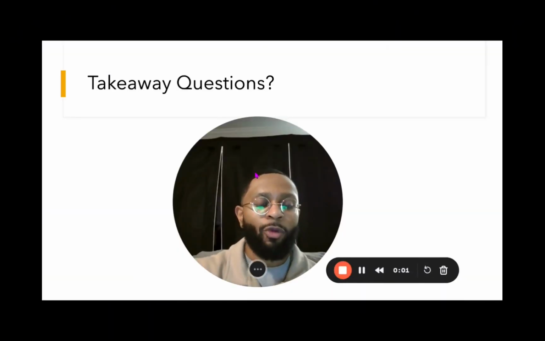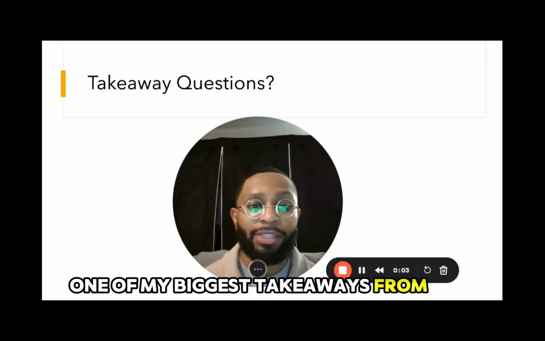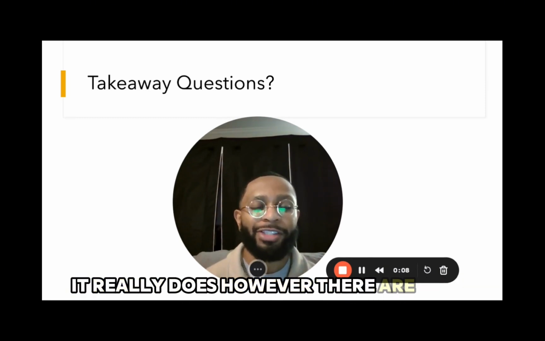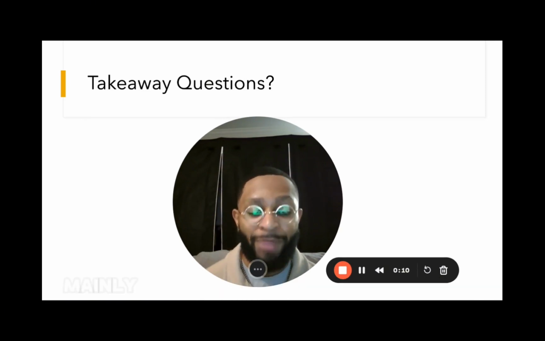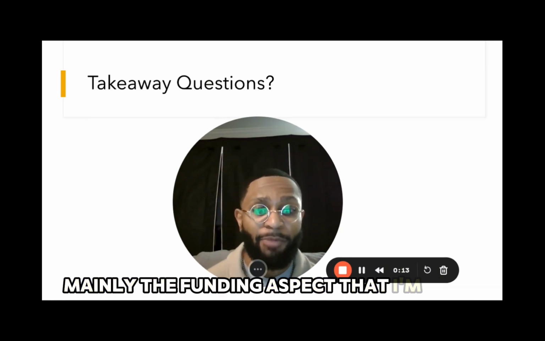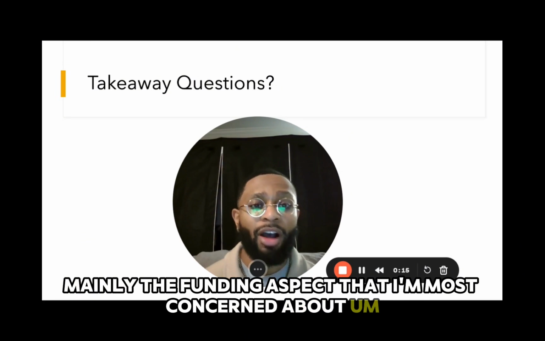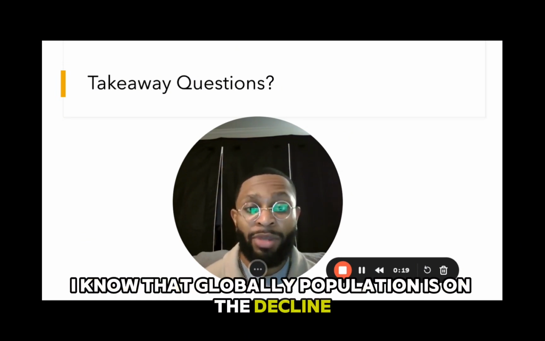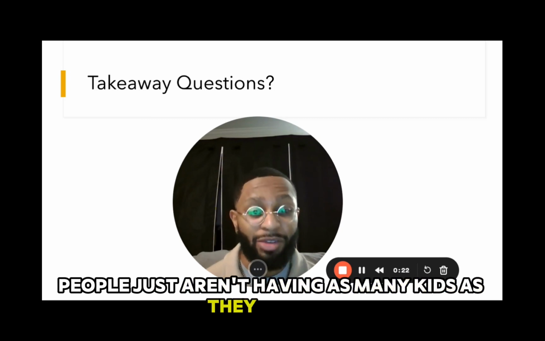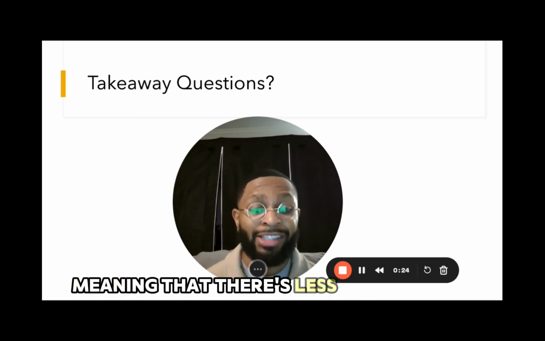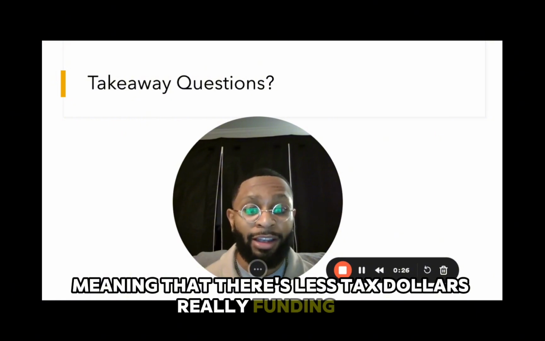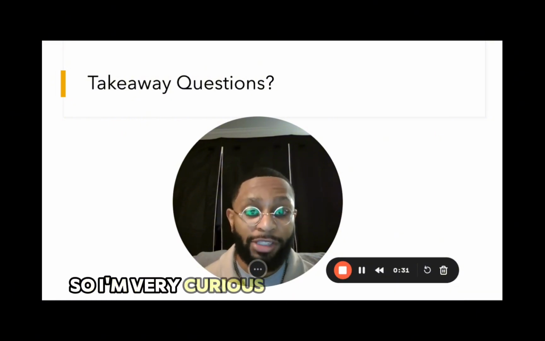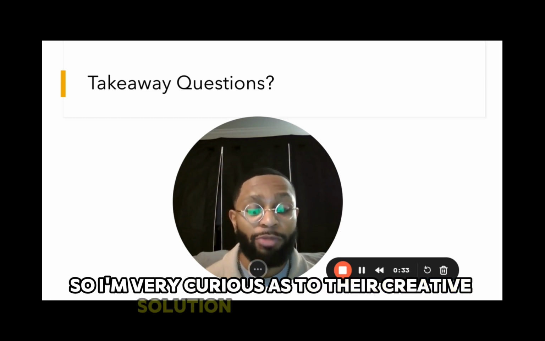Hello, everybody. One of my biggest takeaways from this model is that it works really well. However, there are some key issues, mainly the funding aspect, that I'm most concerned about. Globally, population is on the decline. People just aren't having as many kids as they used to, meaning there are fewer tax dollars funneling money into the system. So I'm very curious about their creative solution moving forward.